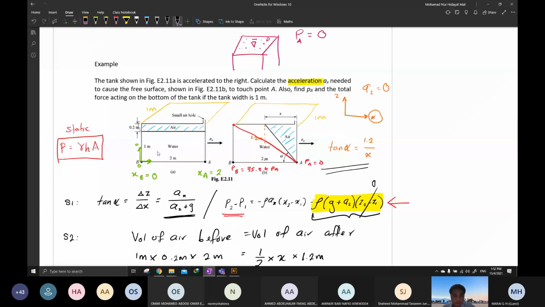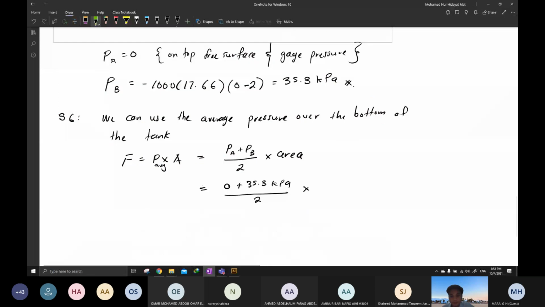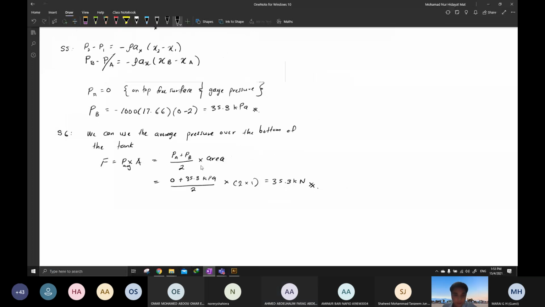So what's the area of the bottom of the tank here? Anyone? 2 times 1. Yes, perfect. 2 times 1. Right, so the final answer would be 35.3 kilonewton. Okay, so far you understand, everyone? Do you have any questions? Yes, doctor.